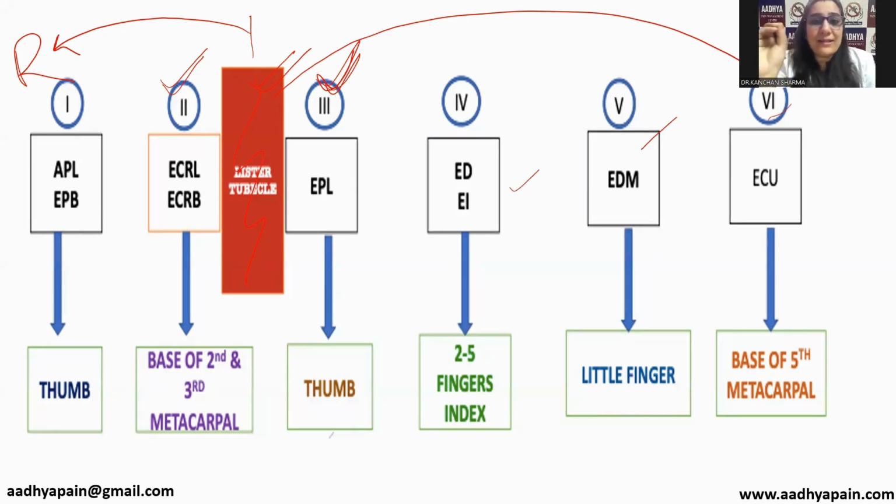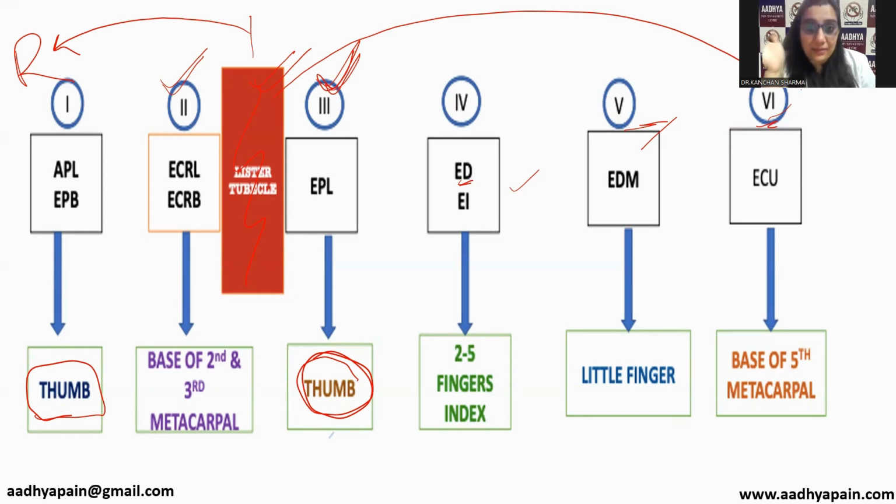Now, again, a tip from my side to remember: the odd numbers, that is 1 and 3. So this 1 and 3 compartment is for your thumb. Since this is the 4th compartment, the 4th compartment has the 4 tendons for the 4 fingers, along with one extra tendon, which will be coming in a while. And this 5th and 6th compartment is basically for the little finger.